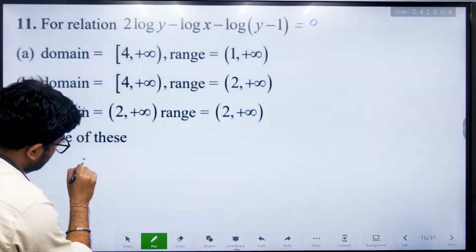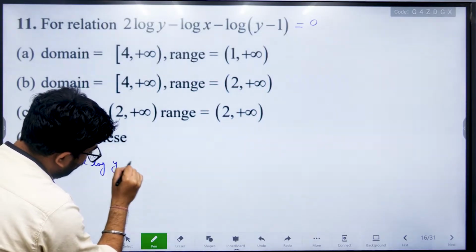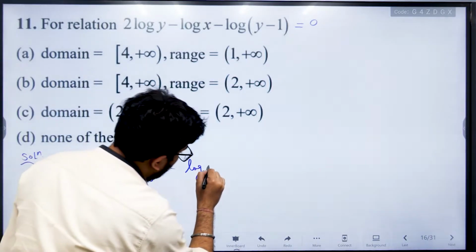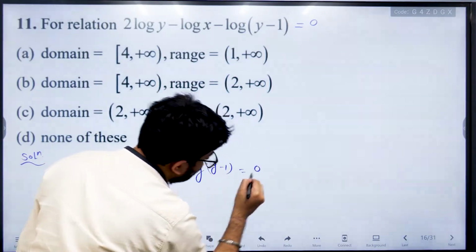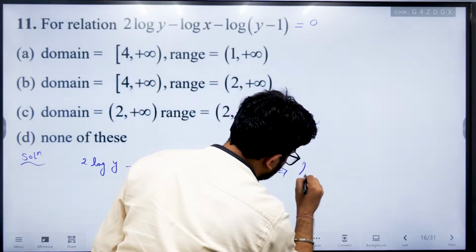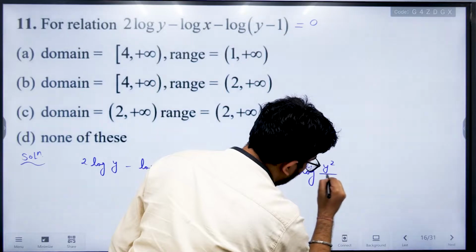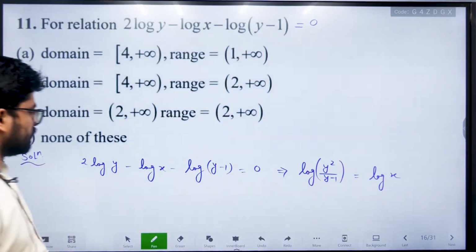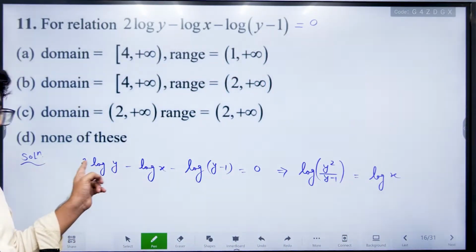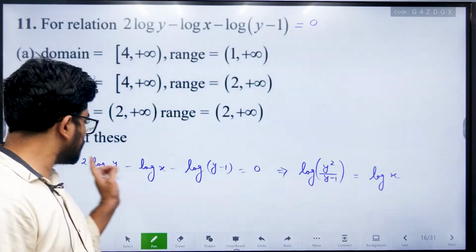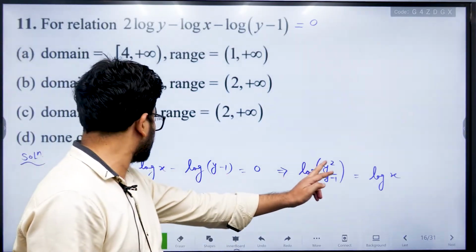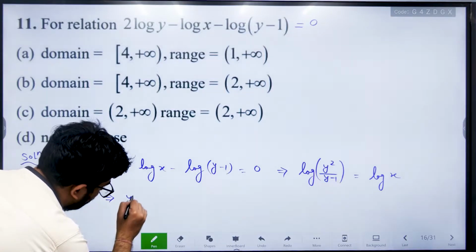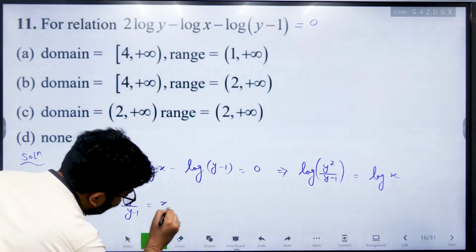If you observe this thing, this is 2 times log y minus log x minus log of y minus 1 is equal to 0. When you simplify it, you can say this is log y square upon y minus 1 is equal to log of x. Log y square, you can write this thing as y square because of the property of logarithm, and this is log m minus log n, so log m by n. So log y square by y minus 1 is equal to log x. So from here you can say y square upon y minus 1 is equal to x.